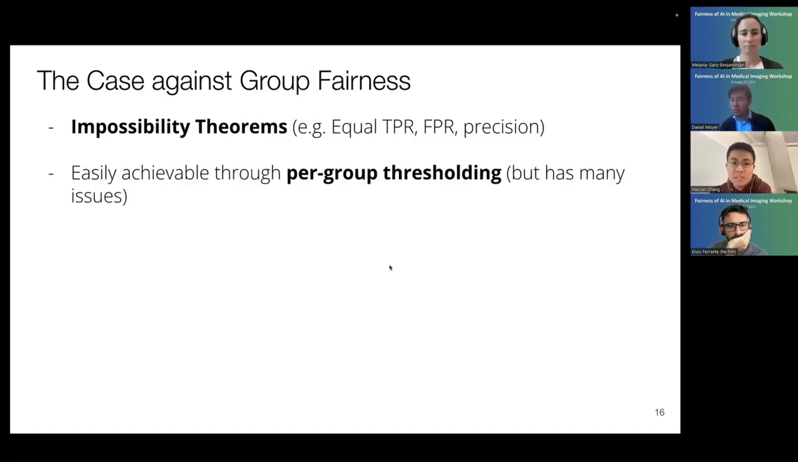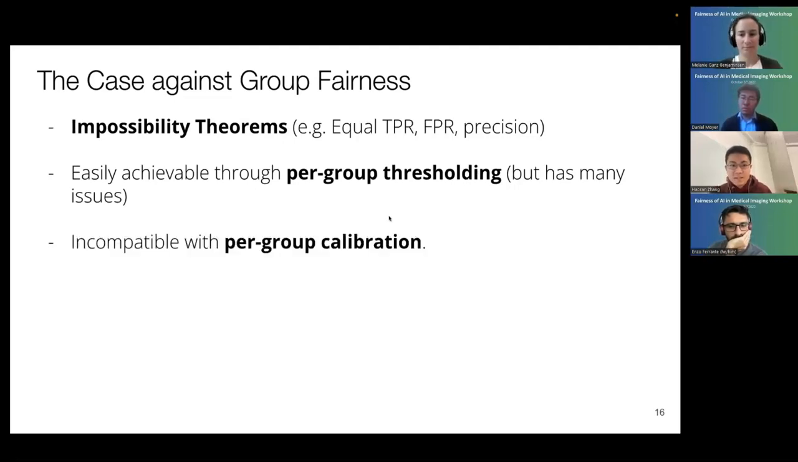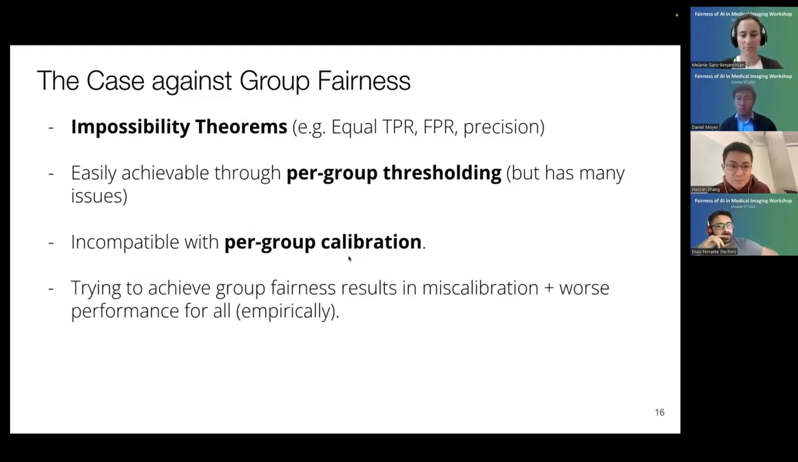Okay, we've seen that it's easily achievable through per-group thresholding as a post-hoc fairness post-processing, but it has a bunch of issues which we discussed. And it's incompatible in some sense with per-group calibration, which we would perhaps even want more than equalized odds because of the implicit bias present in a miscalibrated model for each group. Trying to achieve group fairness empirically results in miscalibration and worse performance for all. And finally, group fairness is not Pareto optimal. I will define this in the next slide.